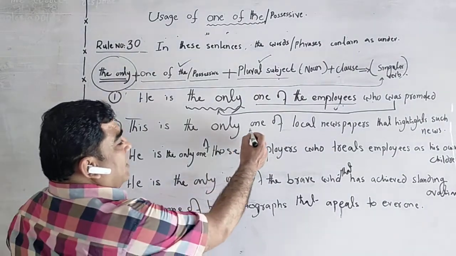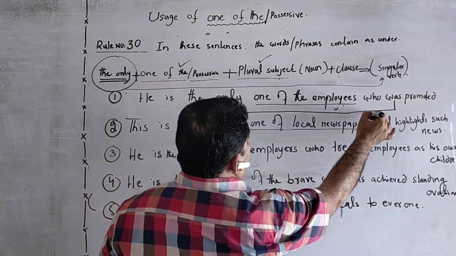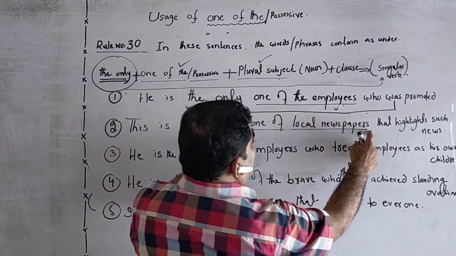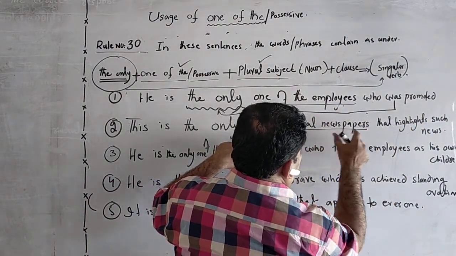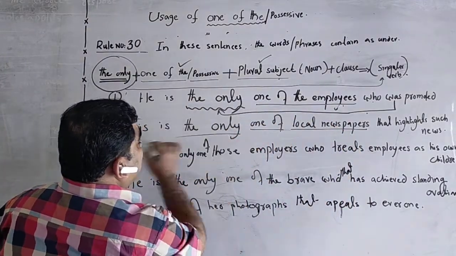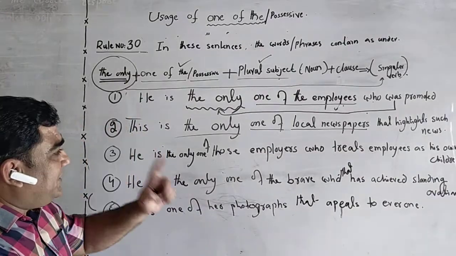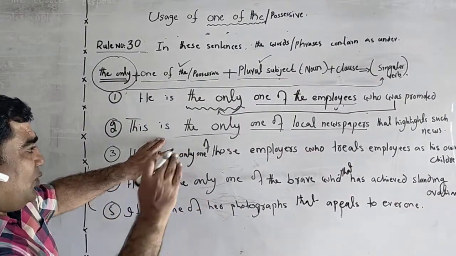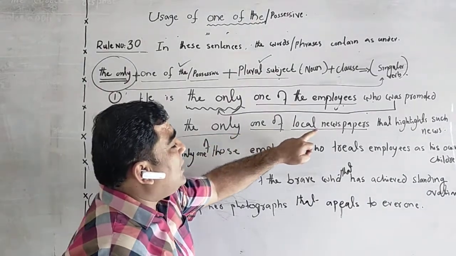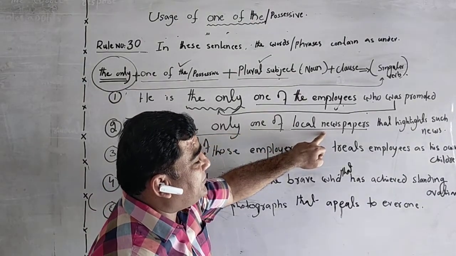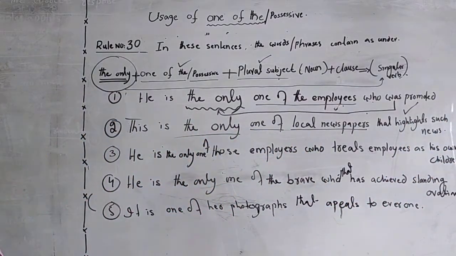Structure is the same. "One of" takes plural and we put here a singular verb, but if we have a clause then we put here a plural verb because of this previous word, but if we have "the only", we put here a singular verb there. See, listen, watch this word. This is the only one of the local newspapers that highlights. Highlights is a singular one. Highlights such news.